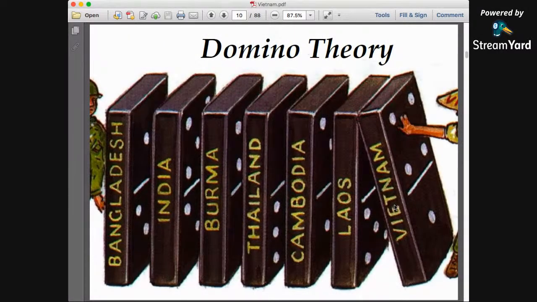And here's kind of a picture representation, and I got this picture out of the lessons from Vietnam. You see all these nations in Southeast Asia, and you even look at India that had a high population during that time period. If you let one go, they all go.